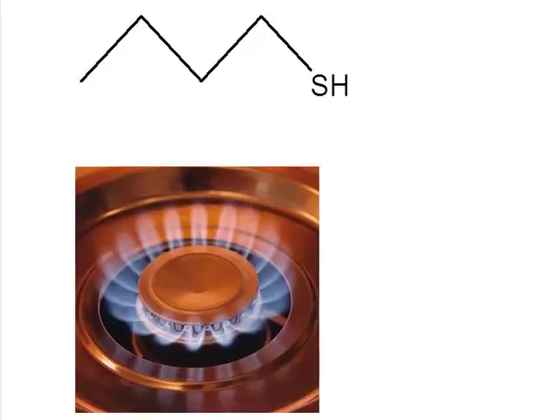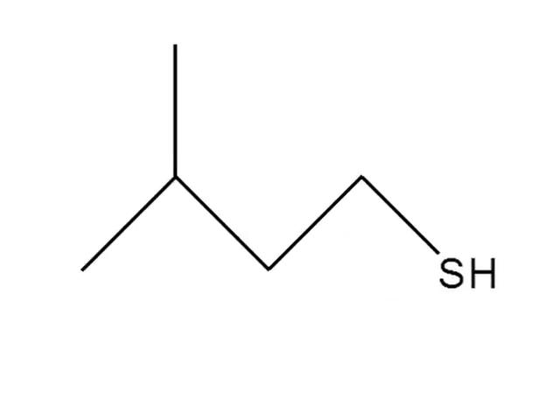Let's try one other one. Name this molecule. Okay, so this is still an alkane, but now it's a branched alkane, which means I have to decide how to number it and name its substituent.